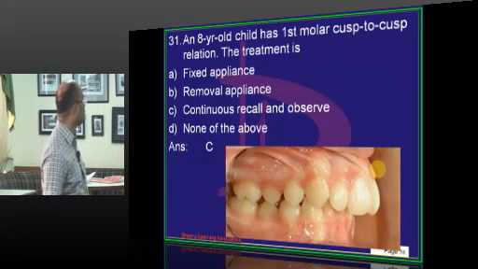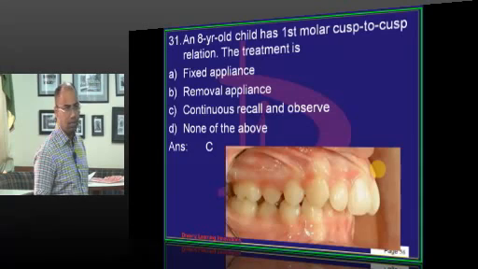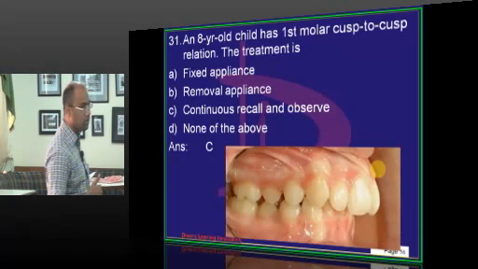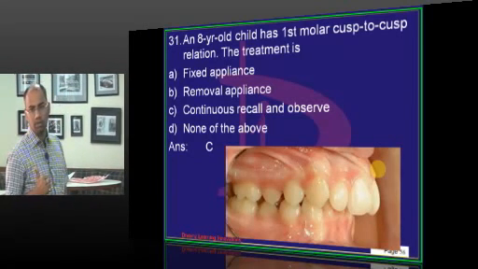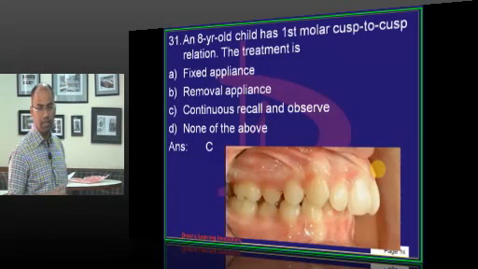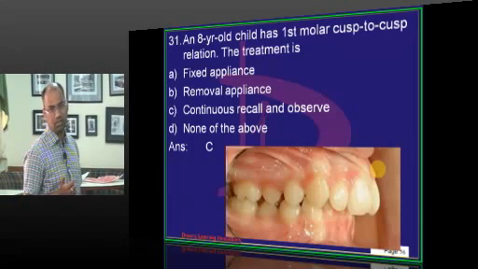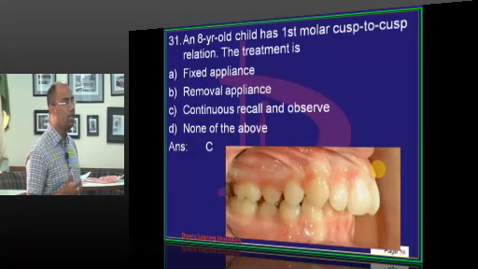An 8-year-old child has a first molar cusp-to-cusp relationship. What is the treatment? Do you need to do any treatment in that condition? An 8-year-old child: either a fixed appliance, a removable appliance, or recall and observe, or none of the above. It is a self-correcting anomaly, so it can simply be observed and checked. There is no point in doing any treatment, nothing to panic.